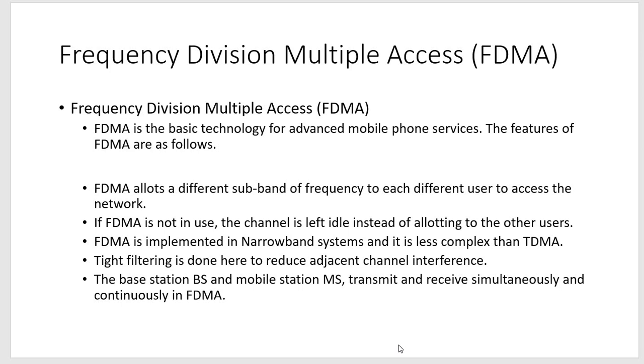Tight filtering is done here to reduce adjacent channel interference. So we need to have tight filtering to achieve more channels and also to reduce adjacent channel interference. The base stations, BS, and mobile stations, MS, transmit and receive simultaneously and continuously using FDMA, frequency division multiple access.